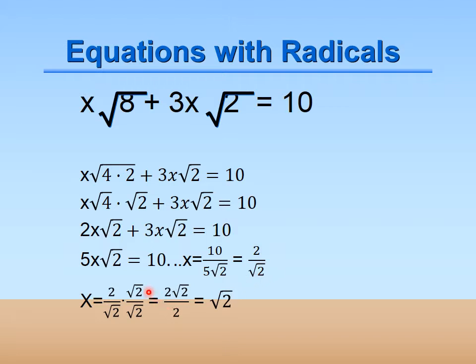But then I have to rationalize my denominator by multiplying the numerator and the denominator by the square root of 2. Then I get 2 times the square root of 2, and the square root of 2 times the square root of 2 is 2. So now I've got 2 square roots of 2 over 2, which simplifies to just the square root of 2.